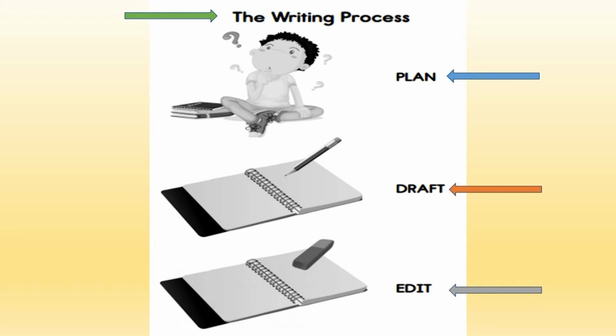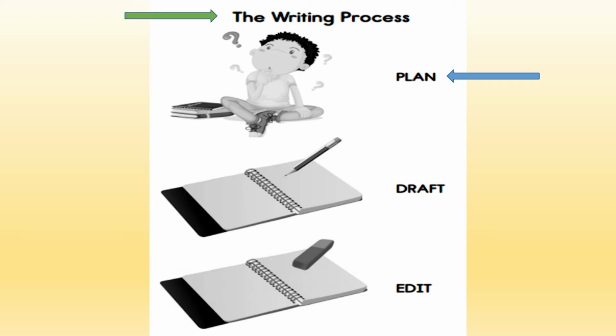Today we're going to work mostly with the planning part, but before we do, let's review those three parts one more time. Ready? The name of the process is the writing process. Great job. Our first step, right, it's where we make a plan. We brainstorm and we come up with ideas that are going to go in our narrative.